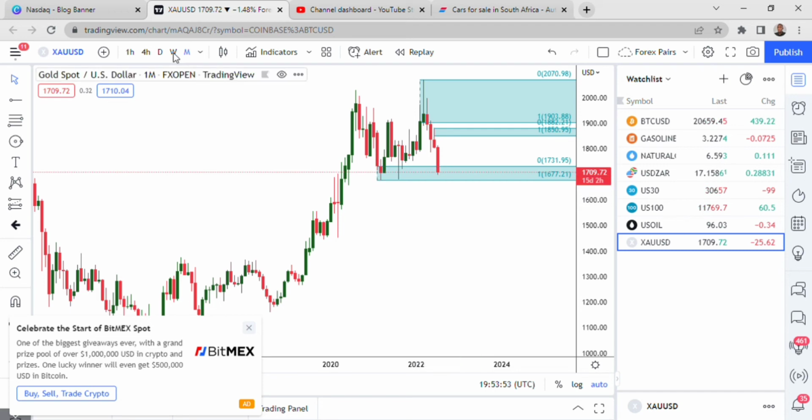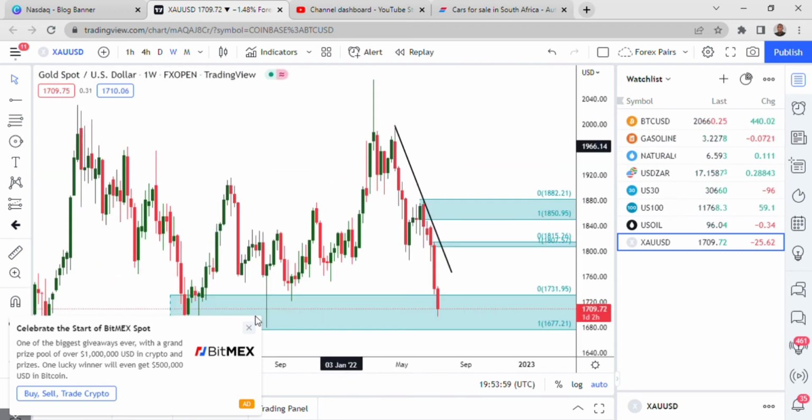Now on weekly, it is still saying the same thing, even though we have got the bearish trend line to the downside on weekly, but now we've hit a higher time frame area of support.